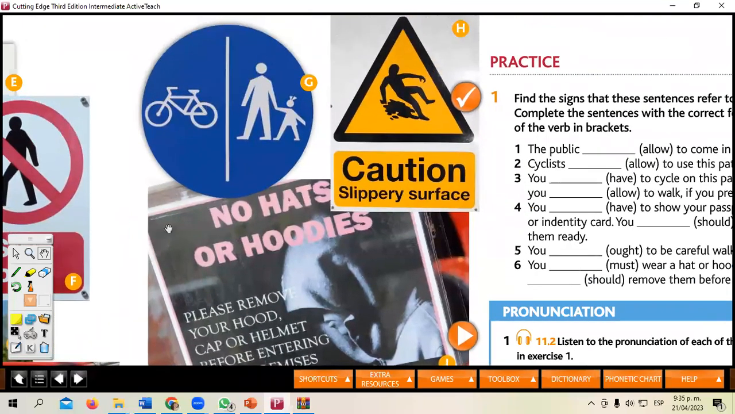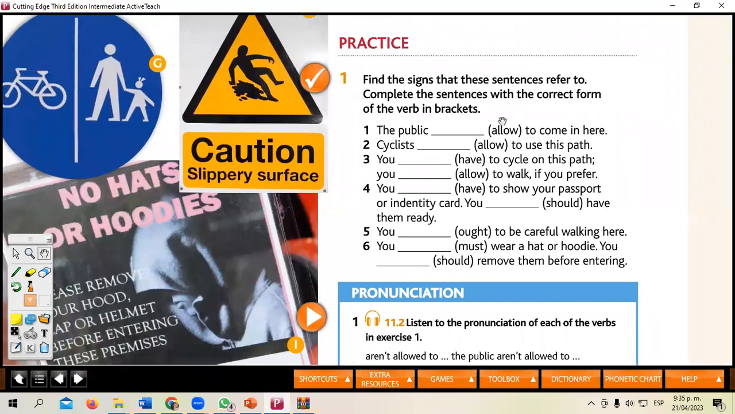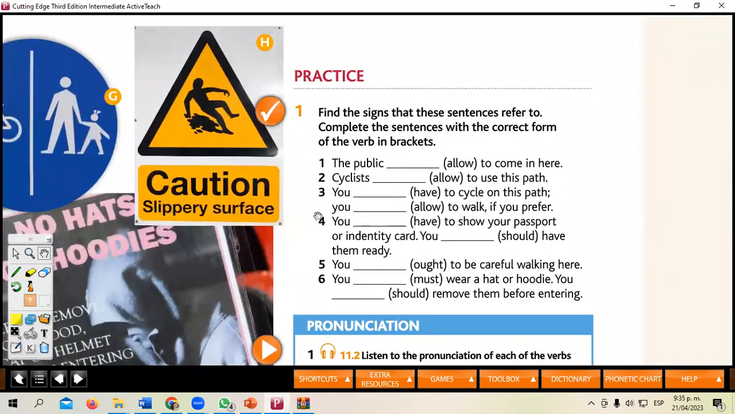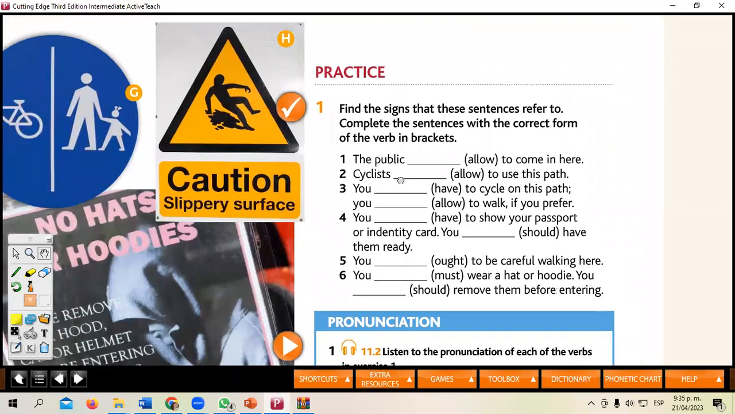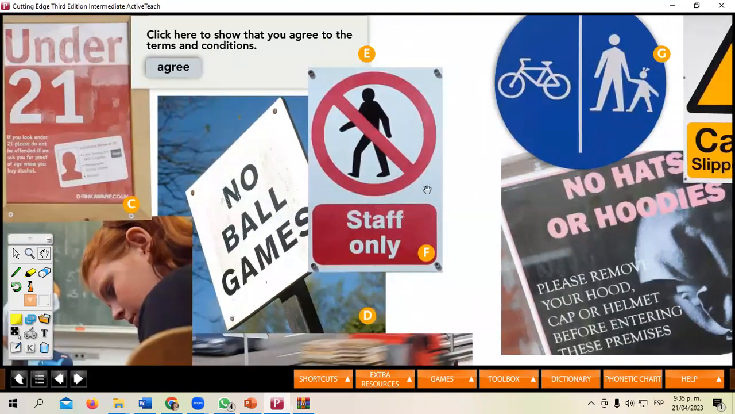Según los letreros que tenemos acá, vamos a crear la regla con el verbo que tenemos en el paréntesis. Allow, have, should, ought, must. ¿Ok? Usando el verbo que nos dan, creamos la regla según las imágenes. Por ejemplo, la primera, for example, number 1. The public allowed to come in here. Sería esta.